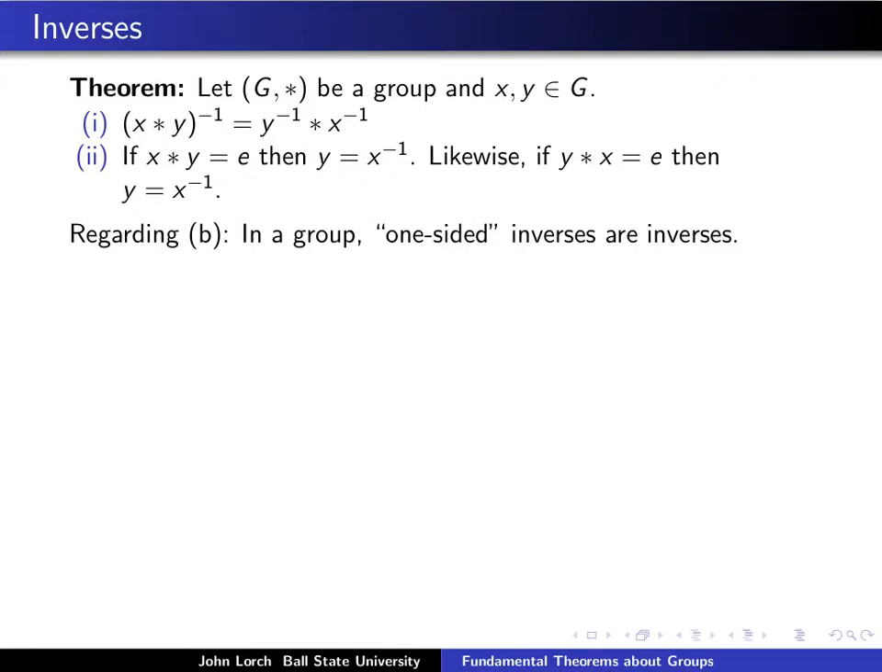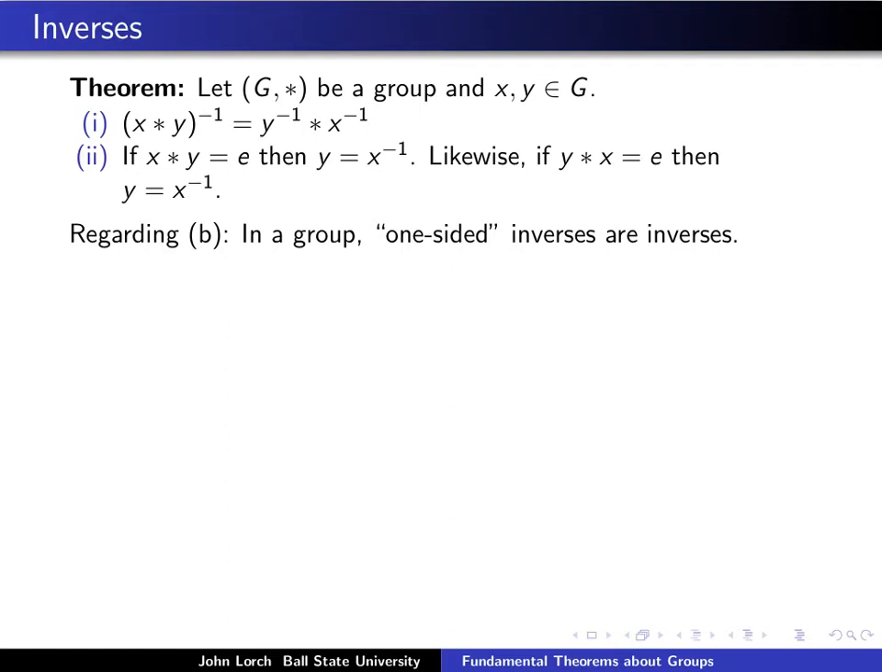Our next theorem is about inverses in groups. So we let G comma star be a group, and we have X and Y being elements of G. The first item in our theorem tells us how to compute the inverse of a product in a group. So if you take X times Y inverse, that must be Y inverse times X inverse.